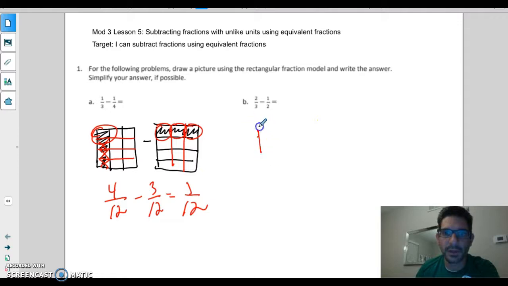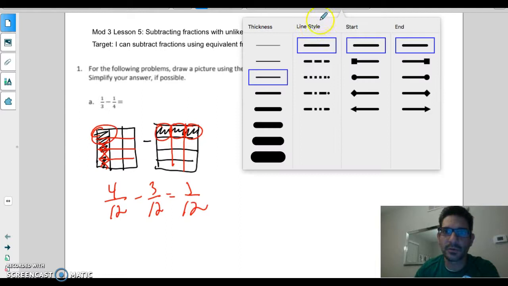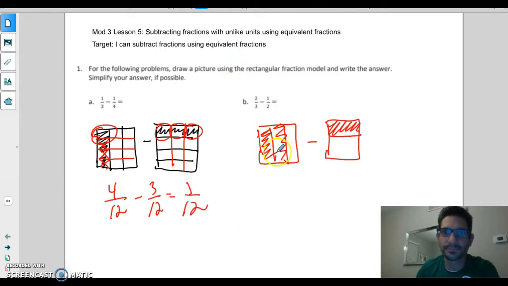Over here, same kind of idea. 1/3, 2/3 minus 1/2. There's my half, there's my 2/3. You guys know the drill now. What I'm going to do, I cut this into half, cut this into thirds. And now I look at this and say, okay, that's 4/6 minus 3/6, which is equal to 1/6. Because I take off. And there you go. Okay?